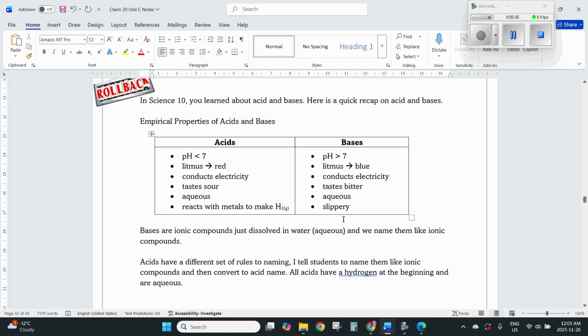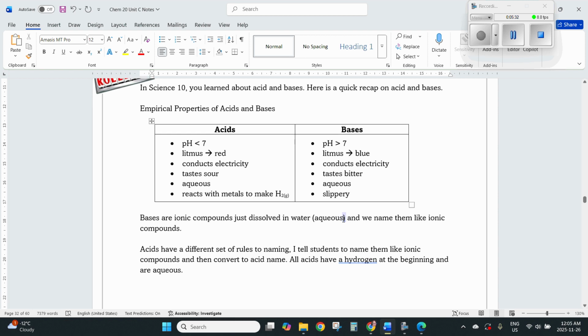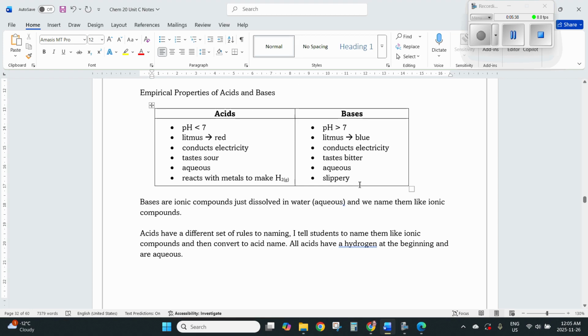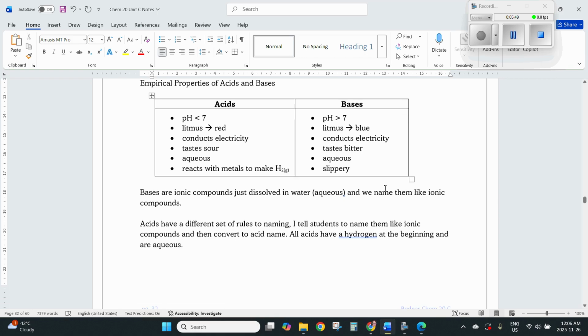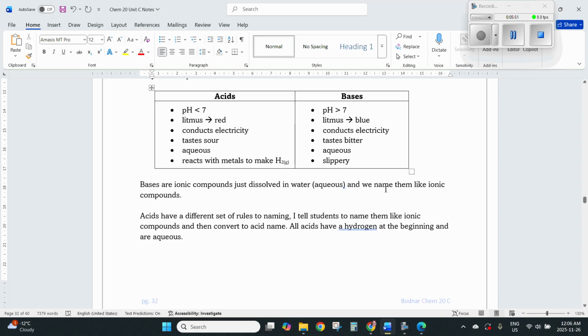Both acids and bases conduct electricity at the extreme ends of their scale. So lower pHs and higher pHs will conduct electricity. Acids taste sour, so lemon, lime, whereas bases will taste bitter, so things like milk, for example. And then both acids and bases are aqueous, which means they are a solute dissolved in water.